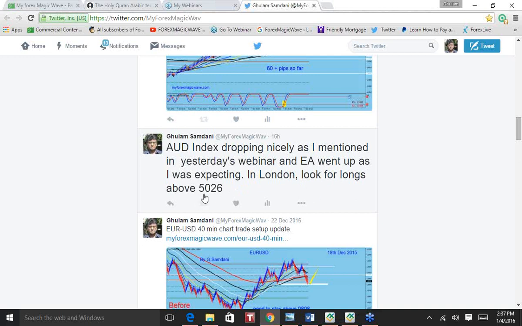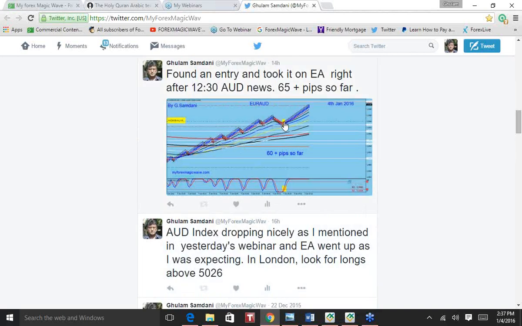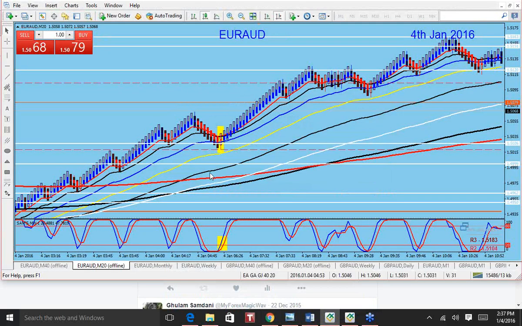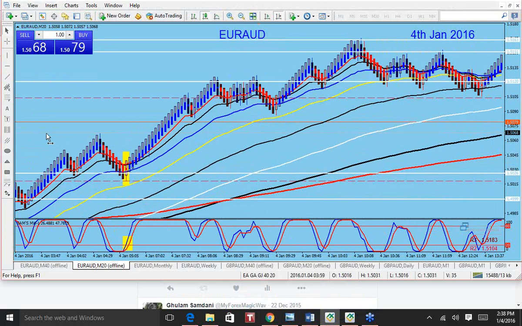So look for longs above 50.26. And right after that, this is the trade that I posted. If you look at the live chart here, this is the line, and you can see clearly that we were above it, came back and placed a setup right on it, right on it. So that's the perfect trade.